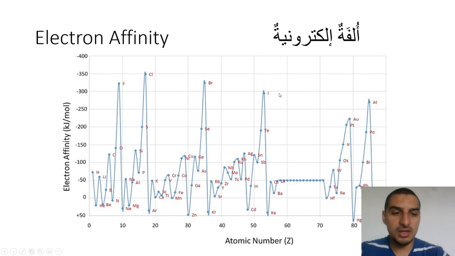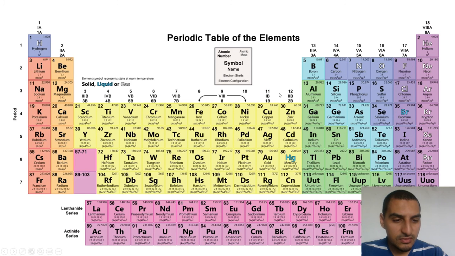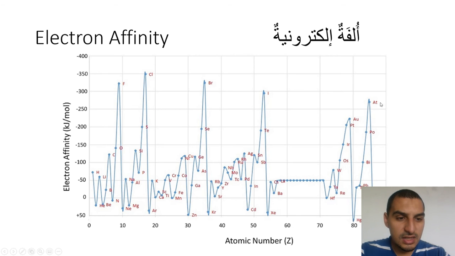We have chlorine, bromine, iodine. Let's see what else we have after. It's astatine. And astatine is here. So this is high, lower, lower, lower. But fluorine should be here. I would expect fluorine to be here, but fluorine is actually low.